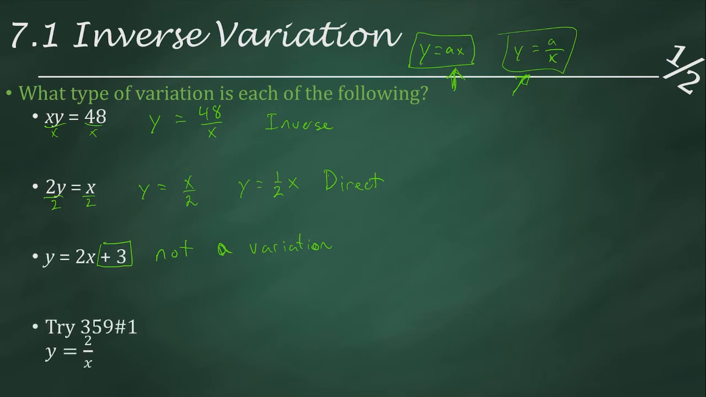So why don't you try page 359, number 1, y equals 2 over x. Is that inverse or direct? That's right, it is inverse because it follows that formula.